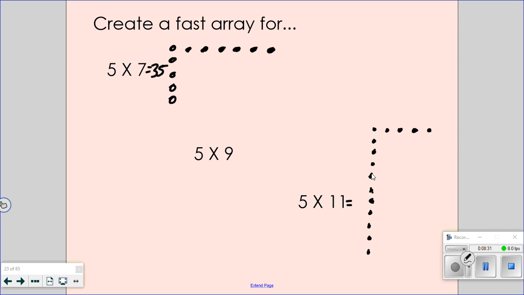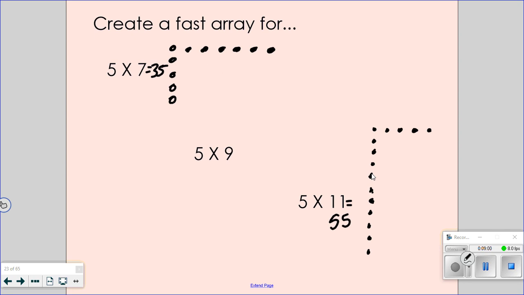We figured out the total. Lydia? 55. 55 is my total number. Now, did Lydia draw 55 dots? No, because what a waste of time that would be. Yep. You guys know how to skip count. We can make that way easier. We don't have to draw 55 dots. We can use this fast array and then skip count.